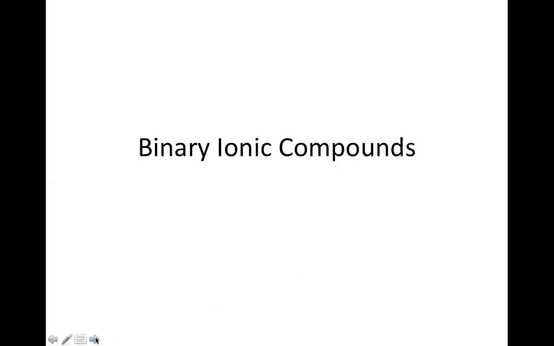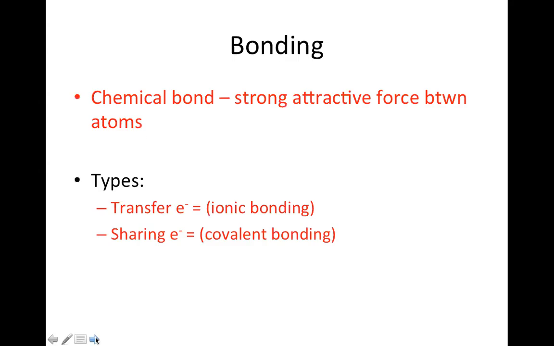So let's start with a little overview on bonding. A chemical bond is going to be a strong attractive force between atoms. In the first couple videos, we'll look at ionic bonding, which is going to involve a transfer of electrons. And then in the third video, we'll look at covalent bonding, which is when electrons are shared between atoms.